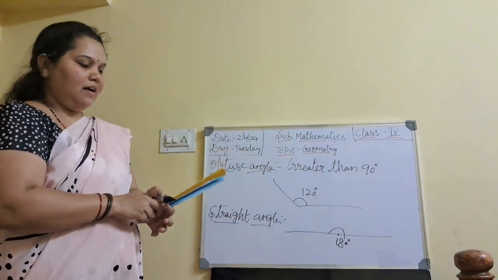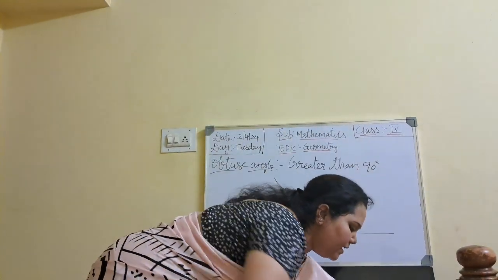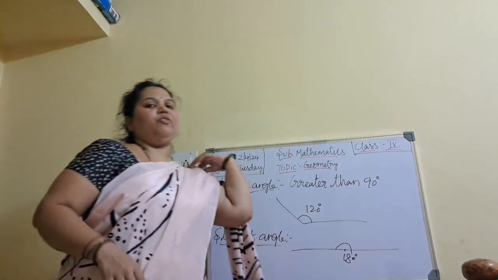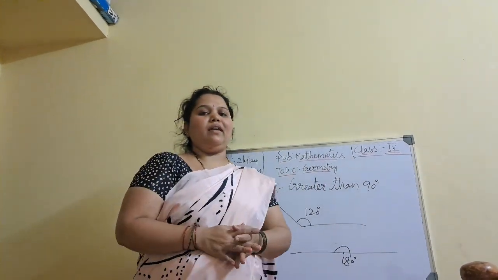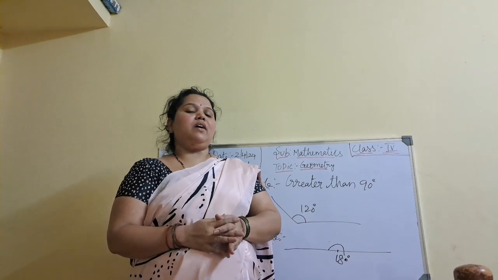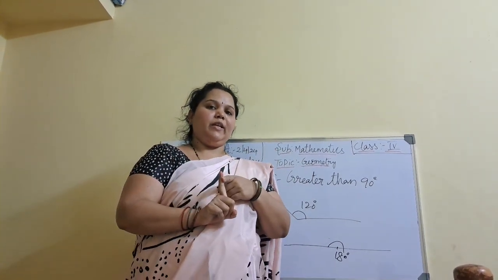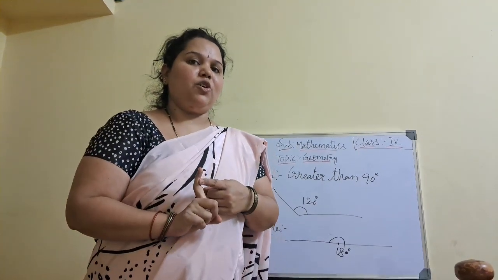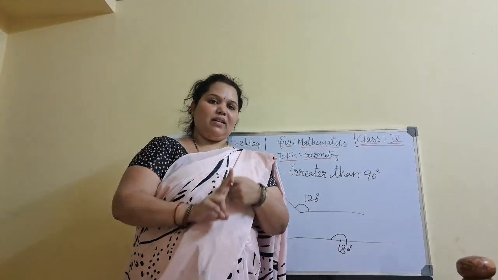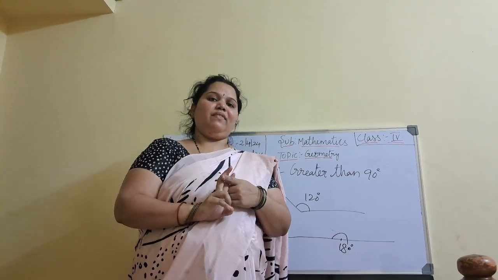So this is the topic that you have learned today. We will do some quick recapitulation. The learning outcomes you have learned today are: what is geometry, what are the different types of geometry, and then what is an angle, and the different types of angles.